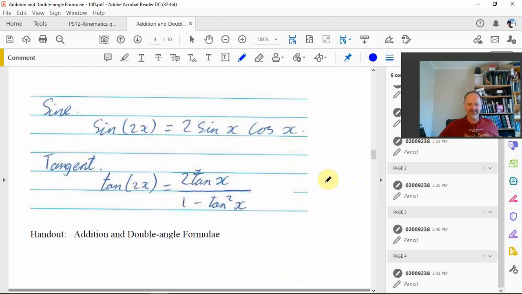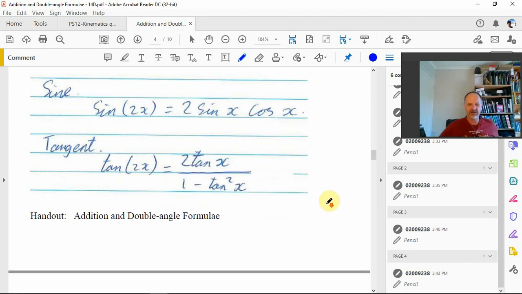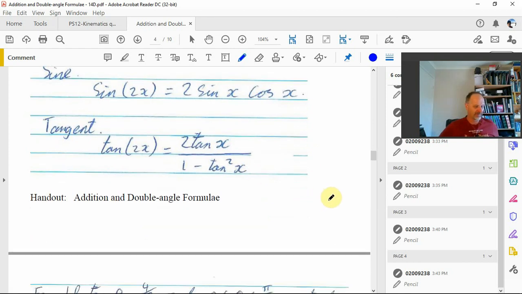Okay, there's a handout that I should have given you with the addition and double angle formulas, and as I said, you get that on your formula sheet, both in year 11 and in year 12, unless they decide to change things. Also, there's a copy of this handout on the Google Classroom and on the website. Righto, let's have a look.